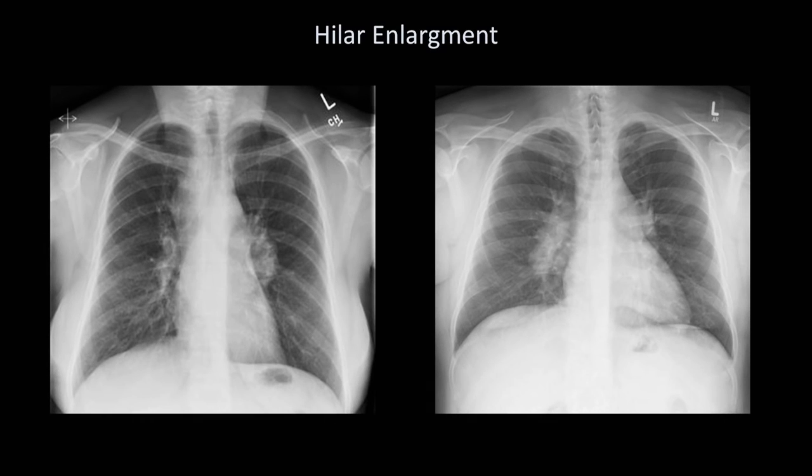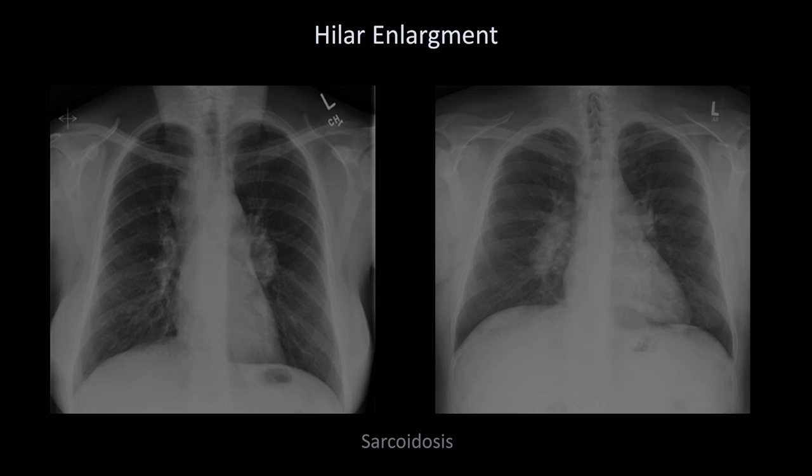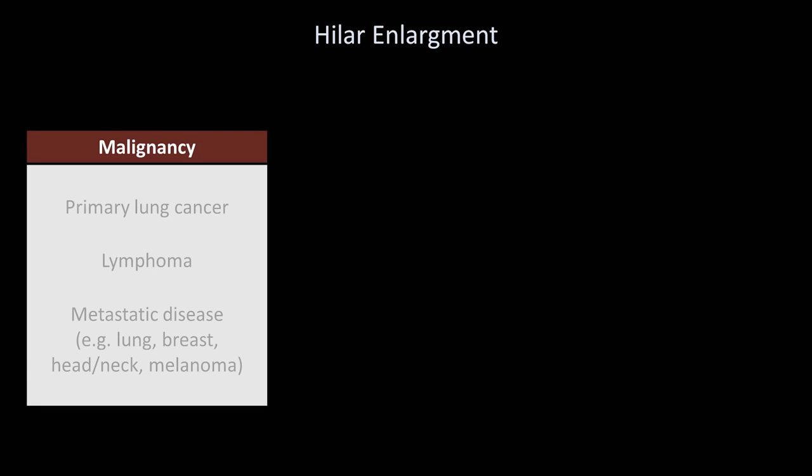Here are 2 examples of bilateral hilar enlargement. In this case, both patients had stage 1 sarcoidosis. The differential diagnosis of hilar enlargement is very long and can be divided into 3 categories. First, malignancy, which includes primary lung cancer, lymphoma, and metastatic disease.